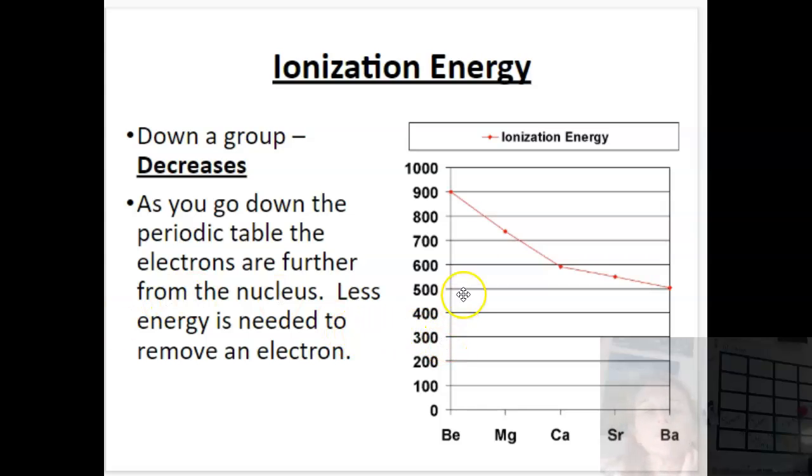So when we look at beryllium in the second energy level, it requires a lot of energy to remove an electron from beryllium because that electron is so close to the nucleus. But the further away we get from the nucleus, and here we are looking at barium. Barium is much easier to remove an electron from its nucleus because that electron is all the way out in the 6th energy level, much further away.